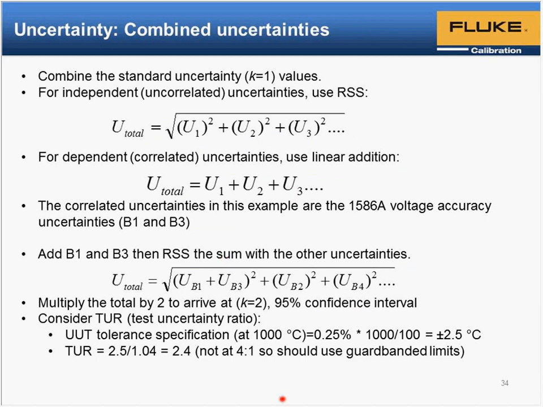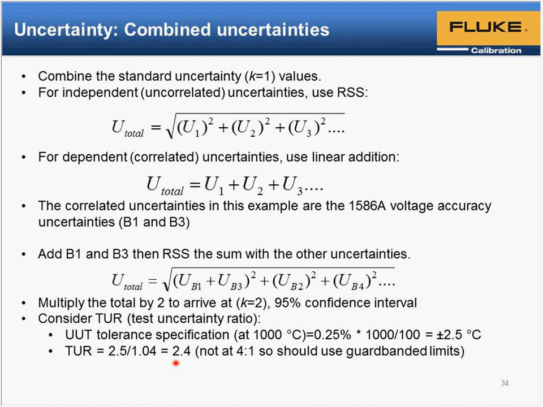We want to see if it meets its ASTM specification at 1,100 degrees C, and the FGM spec tells us that it's 2.5% of that temperature. So the specification is plus or minus 2.5°C. Calibration uncertainty is 1.04, and that gives a TUR of 2.4. So that's dividing the UUT tolerance by the uncertainty of our calibration process, and gives us 2.4. The rule of thumb is you want to have a TUR of 4:1. We're not quite there yet.